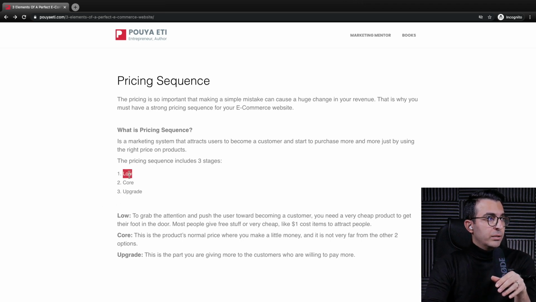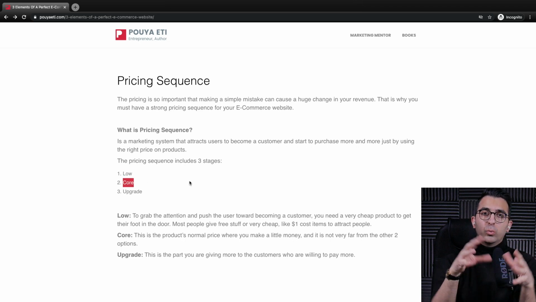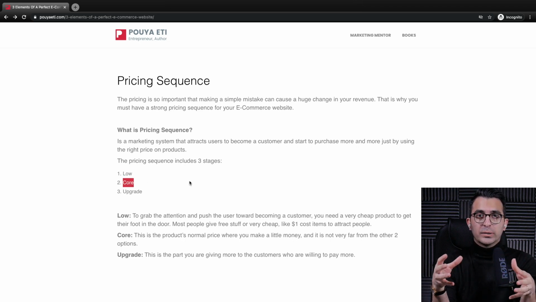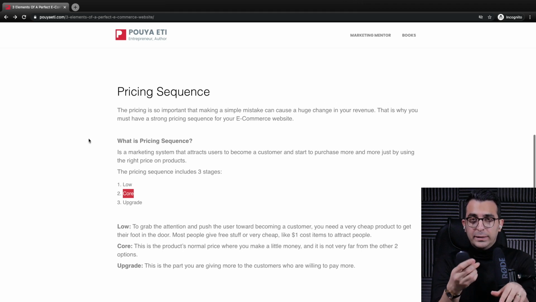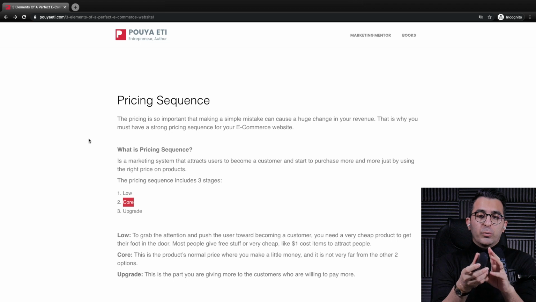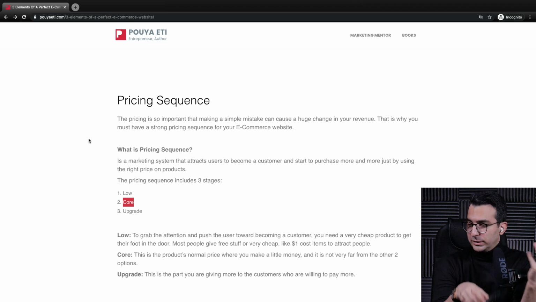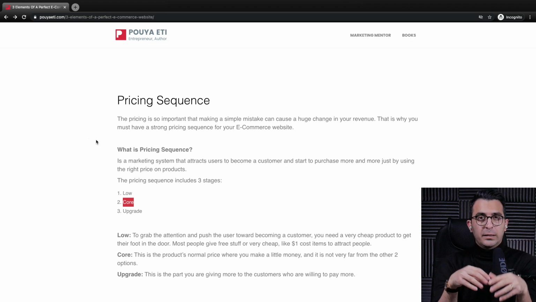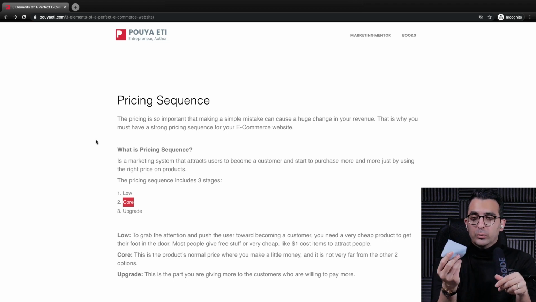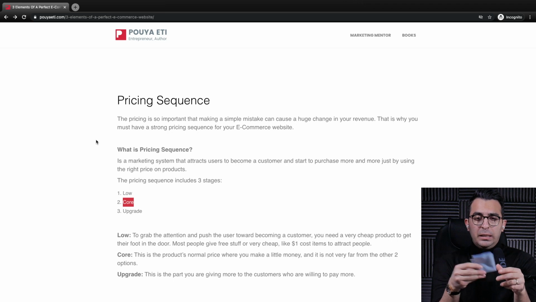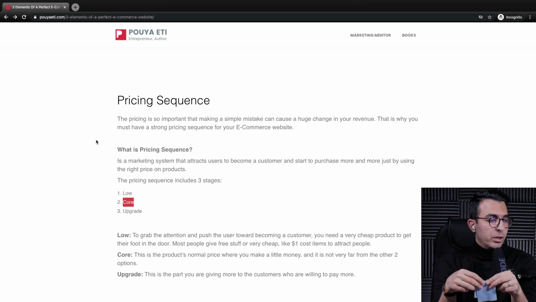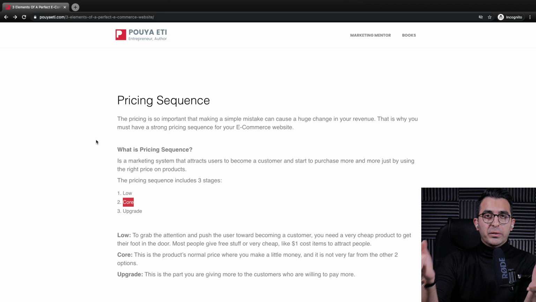So low, we talked about it. Now we have the core, which are the products that you want to sell at the price that you value them. For example, okay, I want to sell this mouse for $100, but instead of starting with this, I can start with something else. For example, some kind of napkins for cleaning the monitor, right? I can start with this. I can give it for $1.99, for example, or some other thing. I give it for free.